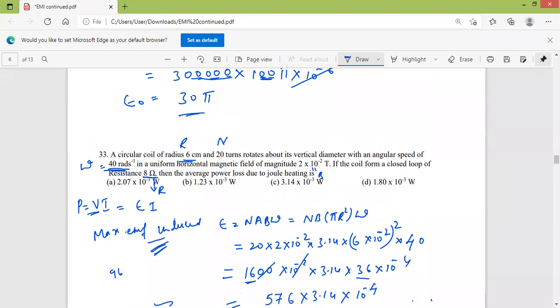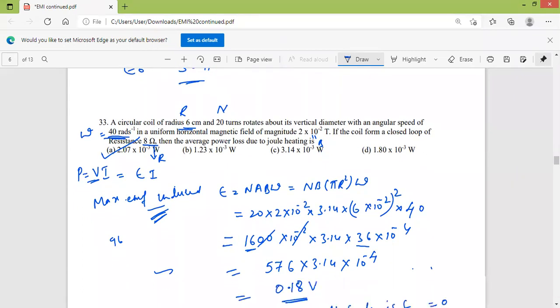So the correct answer is option A, approximately 2 into 10 power minus 3 watt. That is the answer.